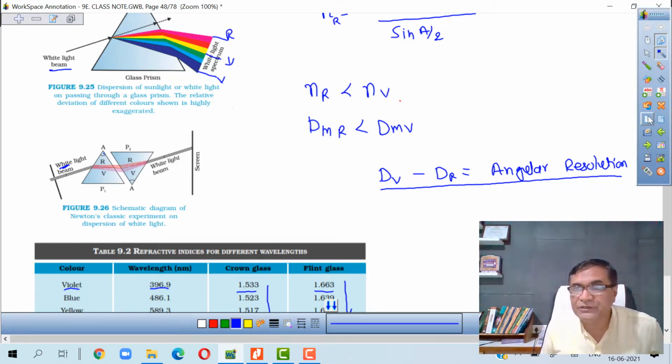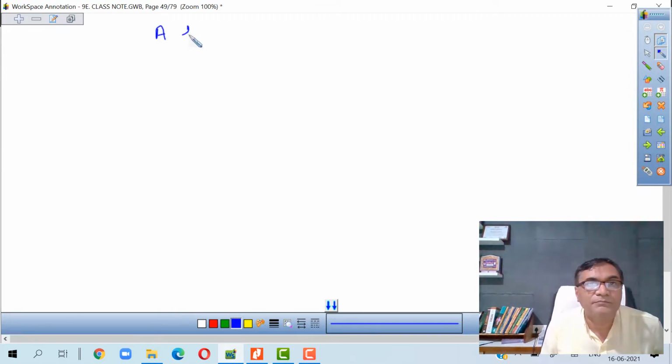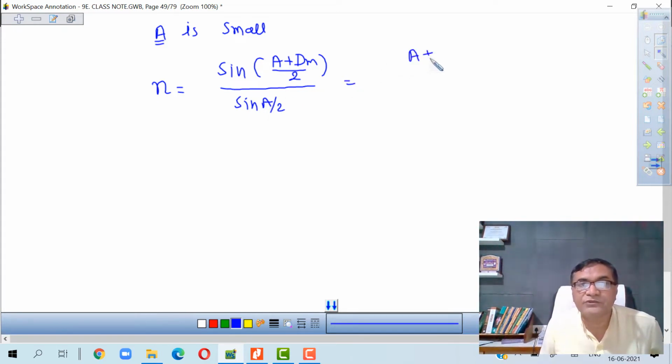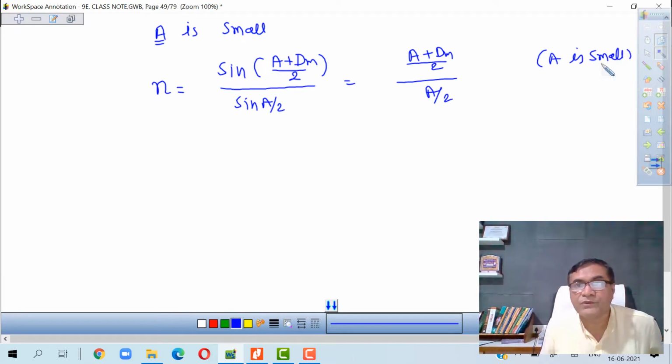Now if prism is thin, for example, if A is small, તો મારી જે ફોર્મ્યુલા અહીંયા હતી n is equal to sin (A plus Dm)/2 upon sin A/2. So if A is less, તો હું આમ લખી શકું sin theta is equal to theta, so (A plus Dm)/2 upon A/2. A is small. Okay. So you get (A plus Dm) by A, which is nothing but n.